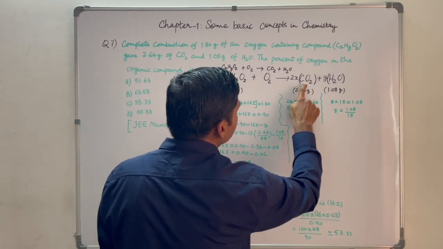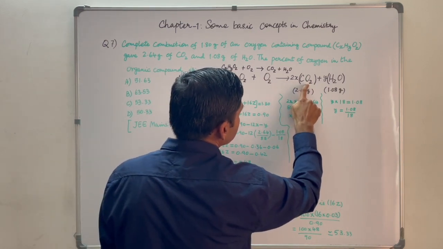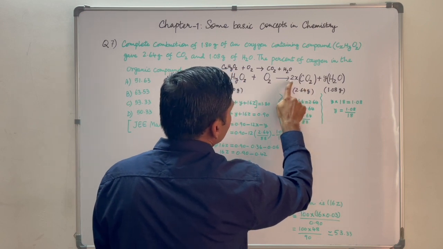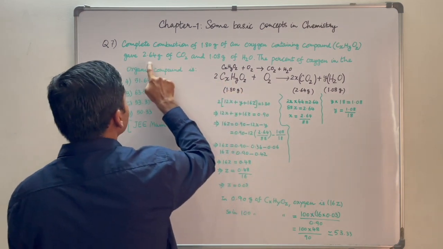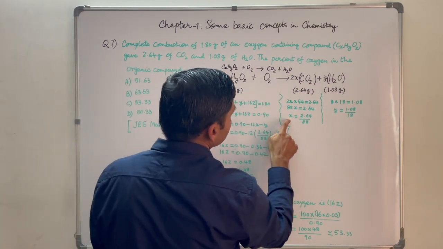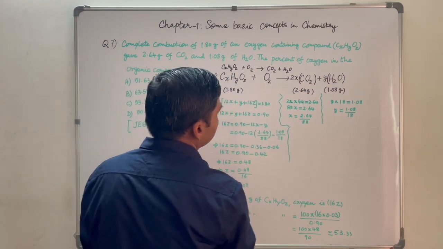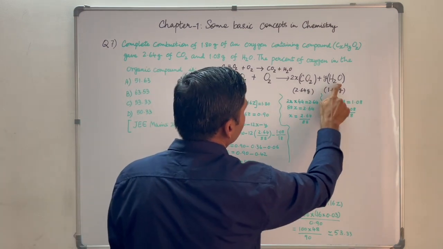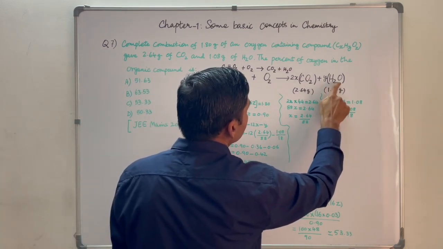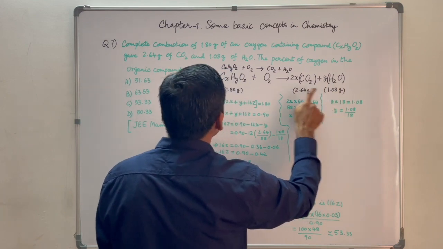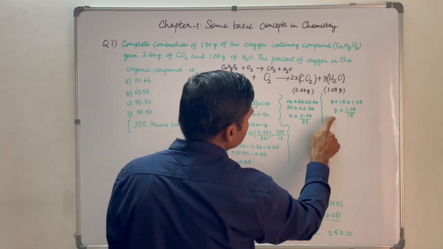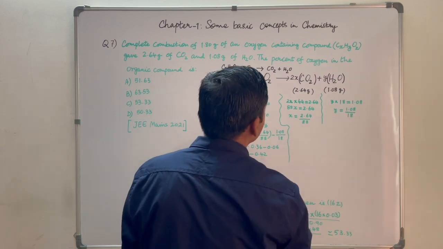Mass of CO2 will be 44, 12 plus 16 into 2. So 2x multiplied by 44 is 2.64 which is given in the question. So x is equal to 2.64 upon 88. Similarly, mass of water is 18, 2 into 1 plus 16. 18 into Y is 1.08 gram which is given in the question. So Y is 1.08 upon 18.